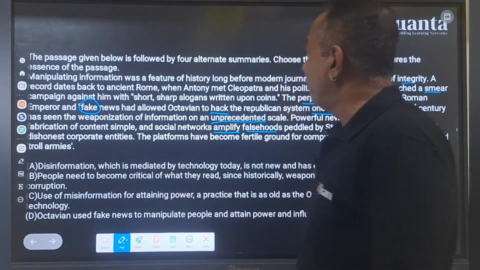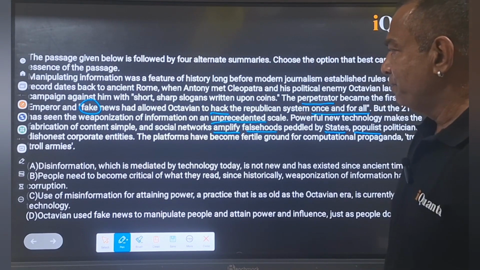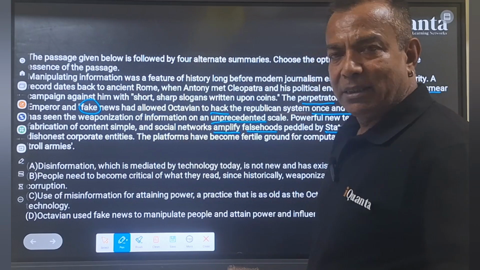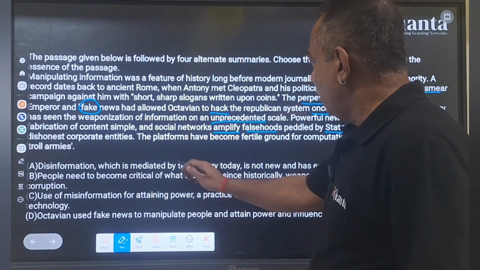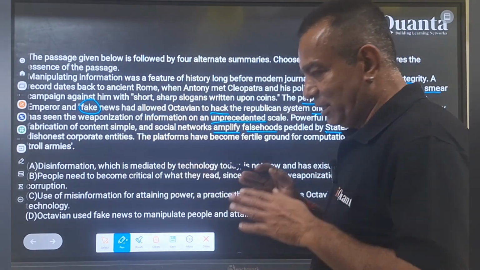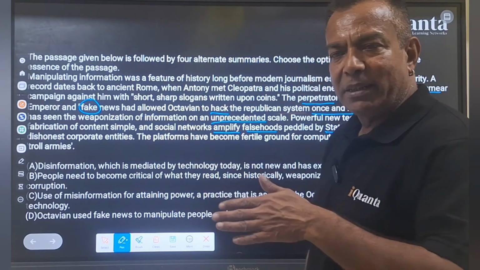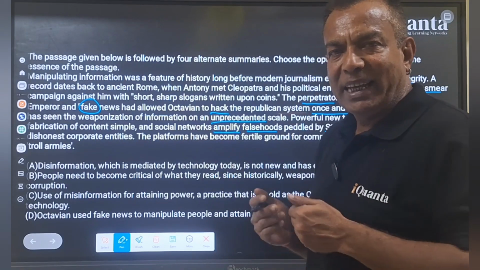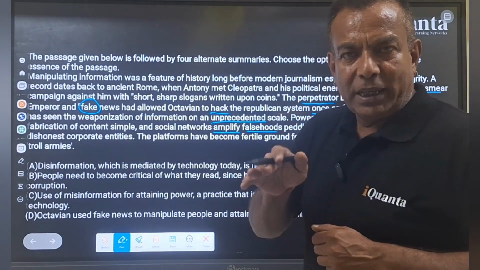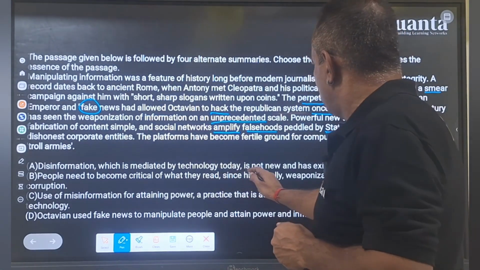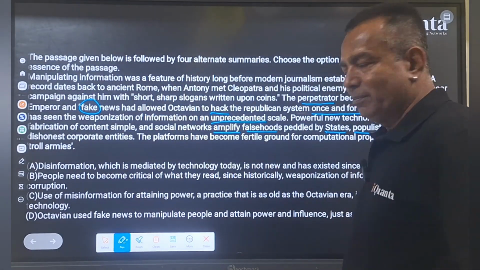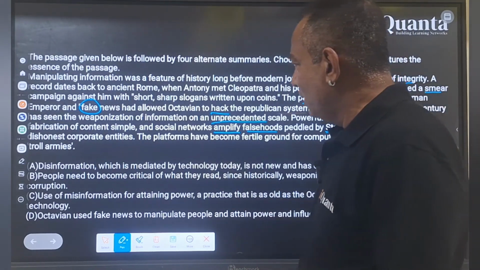Now we have 4 summaries here. A, disinformation, that is obviously information that is not true, which is mediated by technology, that is supported by technology. Mediated means to be in the middle and basically connect. Madhyast, jo kehte hain na, madhyastha karna. Is not new and has existed since ancient times. That's one of the summaries.